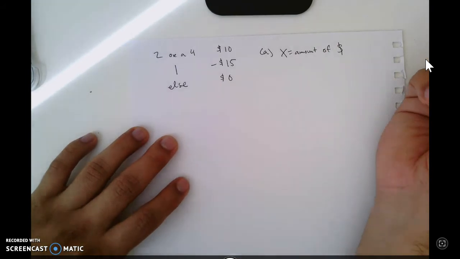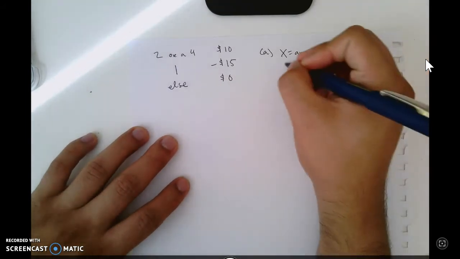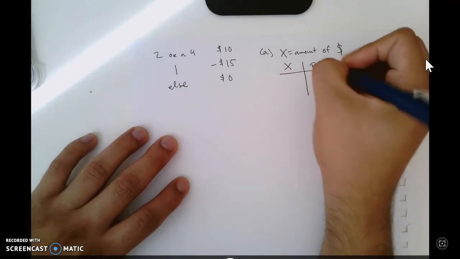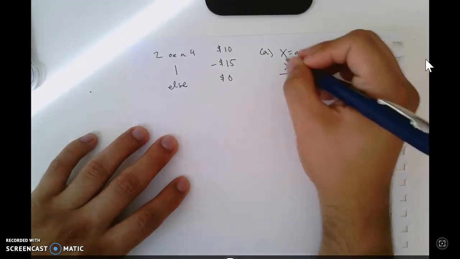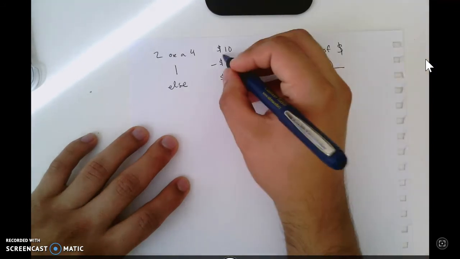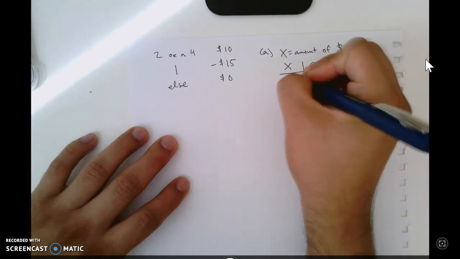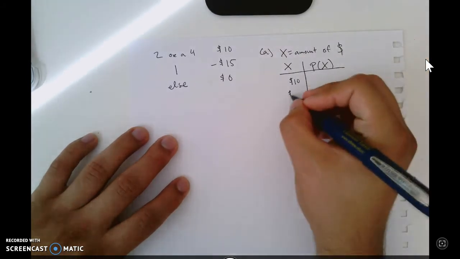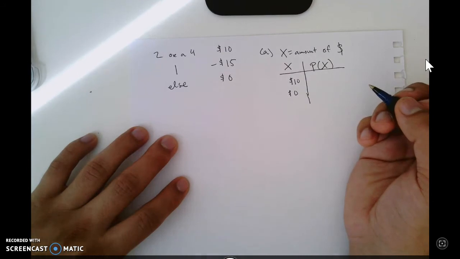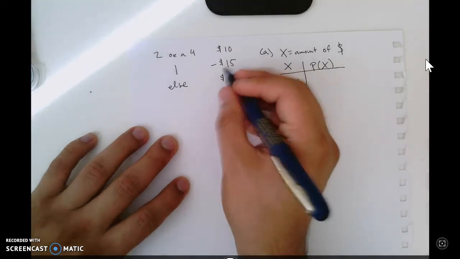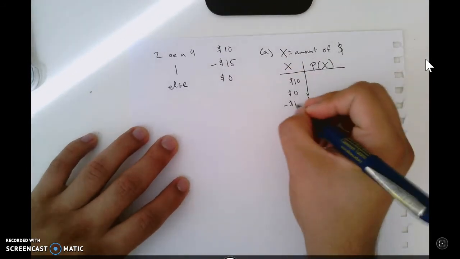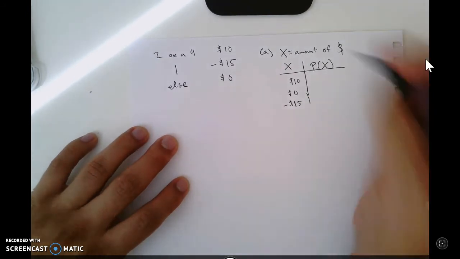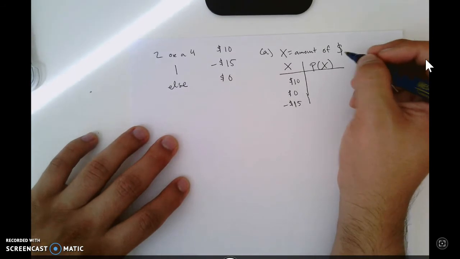Right now, let's go ahead and make a table. The table is the best way to do it. So what is the amount of money that I can win? Well, I can win $10, right? What else can I win? I can win $0. What else? I can win negative $15, so basically I'm losing. But remember, it's the amount of money that I'm gaining.